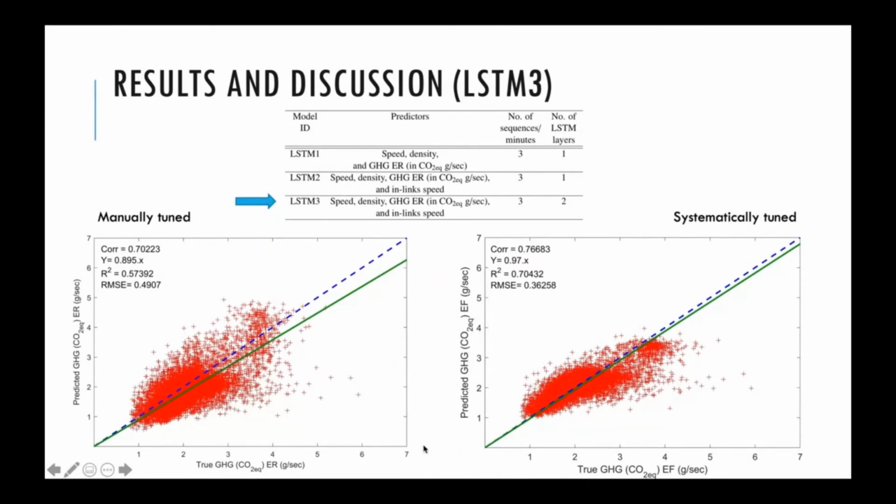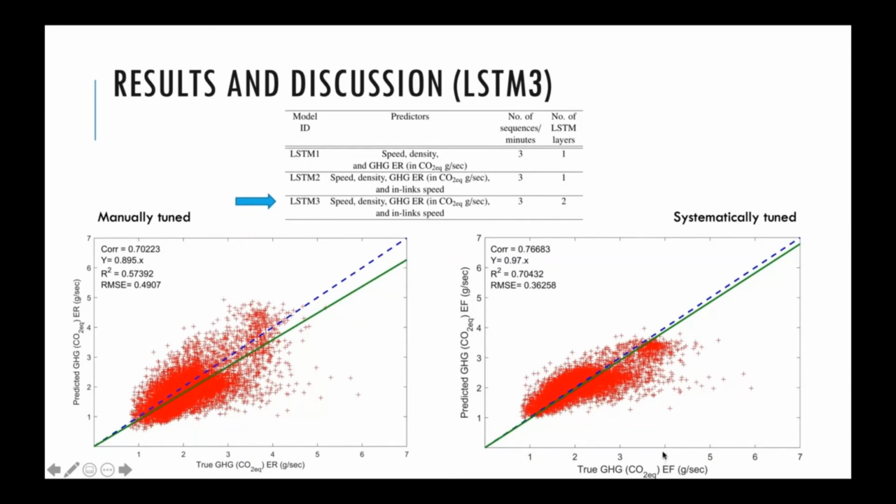True value is on the x-axis and predicted value on the y-axis. The main difference between LSTM2 and LSTM1 is that we increase the number of hidden layers to improve the prediction performance. And here you can see that when we compare systematically tuning with manually tuning the hyperparameters, we can see significant improvements in terms of the whole performance indicators. As you can see, root mean squared error has improved by around 26% compared to the case of manually tuning the hyperparameters. And this is one of the objectives of this study, to show the importance of systematically tuning. This network is the best, and this network can be used for prediction, let's say, for routing applications.